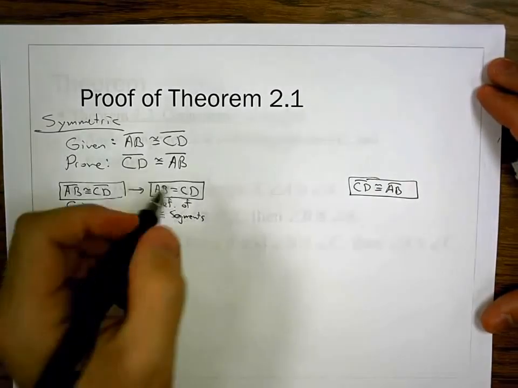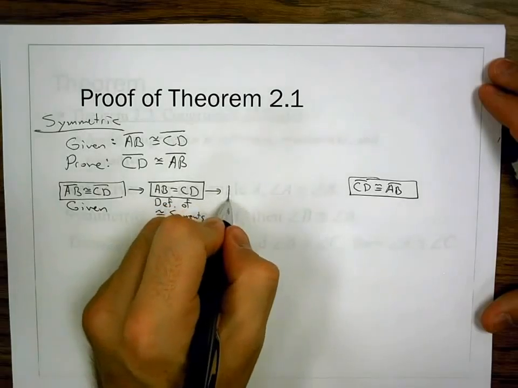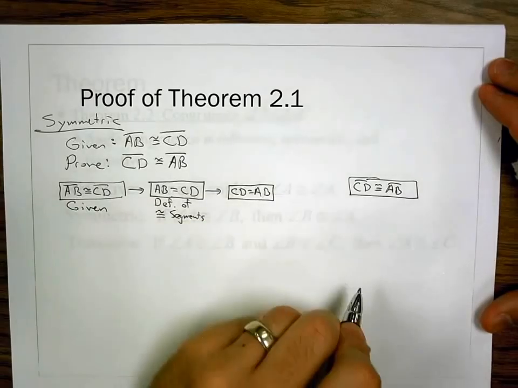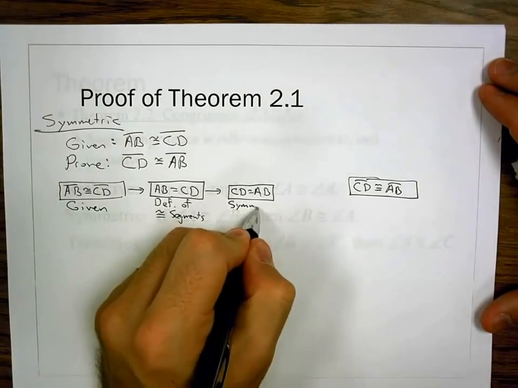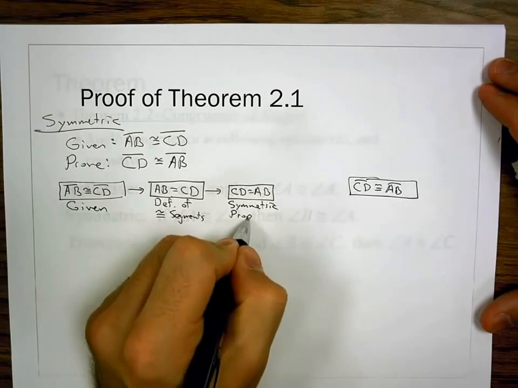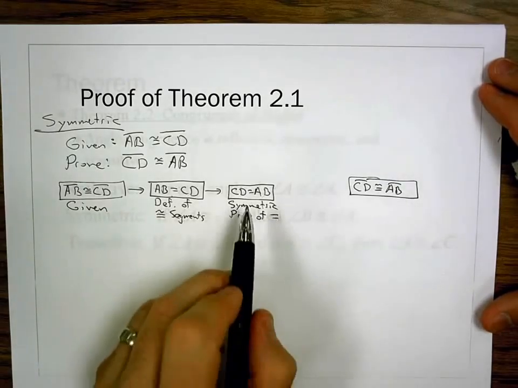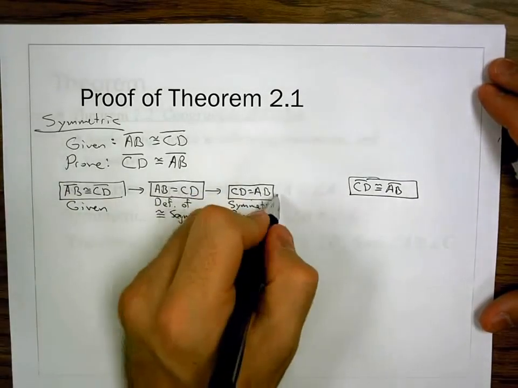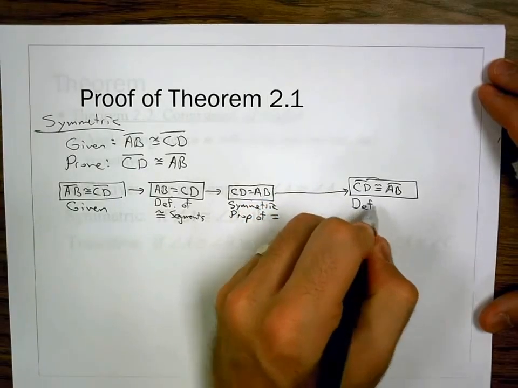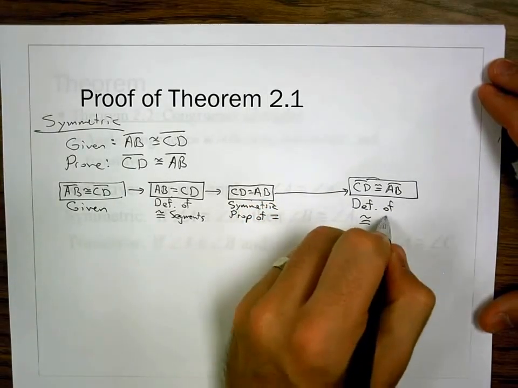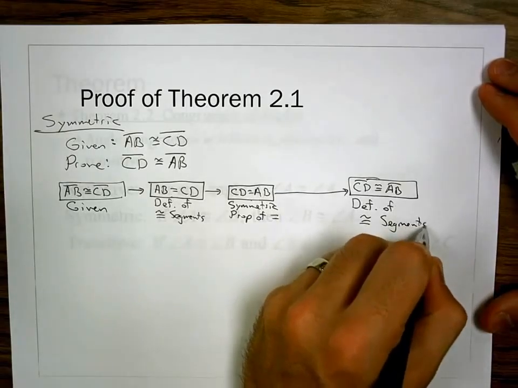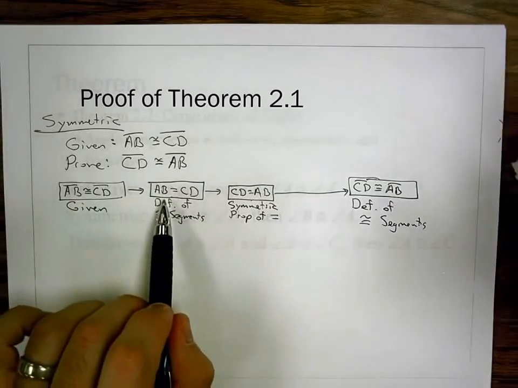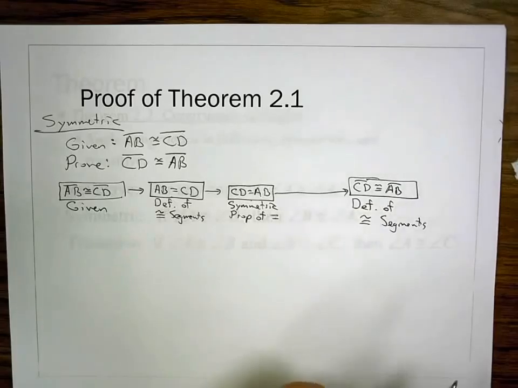Okay, now those are equal. If those are equal, we can flip their order. CD equals AB. Reason for that was the symmetric property of equality. Now that it's equal, it looks just like this. The only difference is this is equal, this is congruent. We can jump back by the definition of congruent segments, and we have our answer. So, we're in congruence, we jump to equality, flipped it using symmetric, and jump back to congruence.